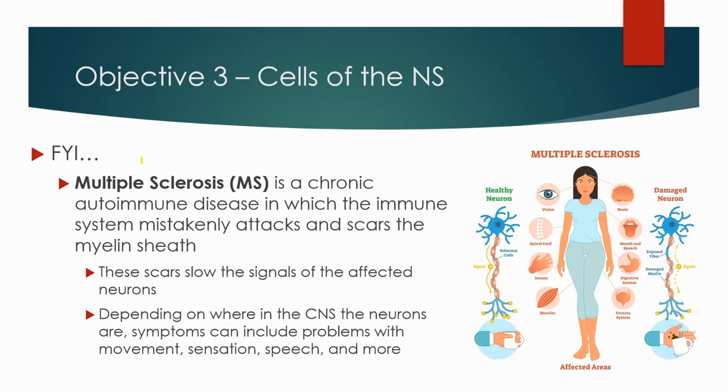Also, we have the disease of multiple sclerosis. This has to do with your myelin sheath. It's an autoimmune disorder where the body attacks itself, and what it attacks is that myelin. And so what happens is that myelin gets broken down. It's going to affect the transmission of those nerve impulses, which can affect those effector cells.